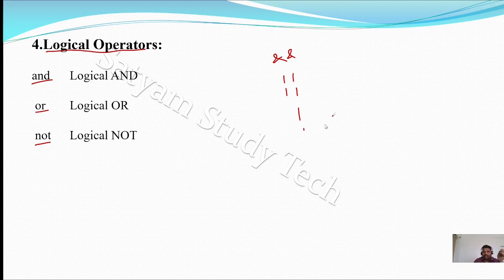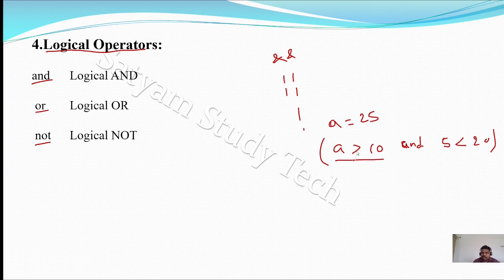Here, for example, a greater than 10 and 5 less than 20. Let's say a equals 25. If a greater than 10, 25 greater than 10 is true, and 5 less than 20 is also true. So here you can use the and, which means if both are true, the result is true.